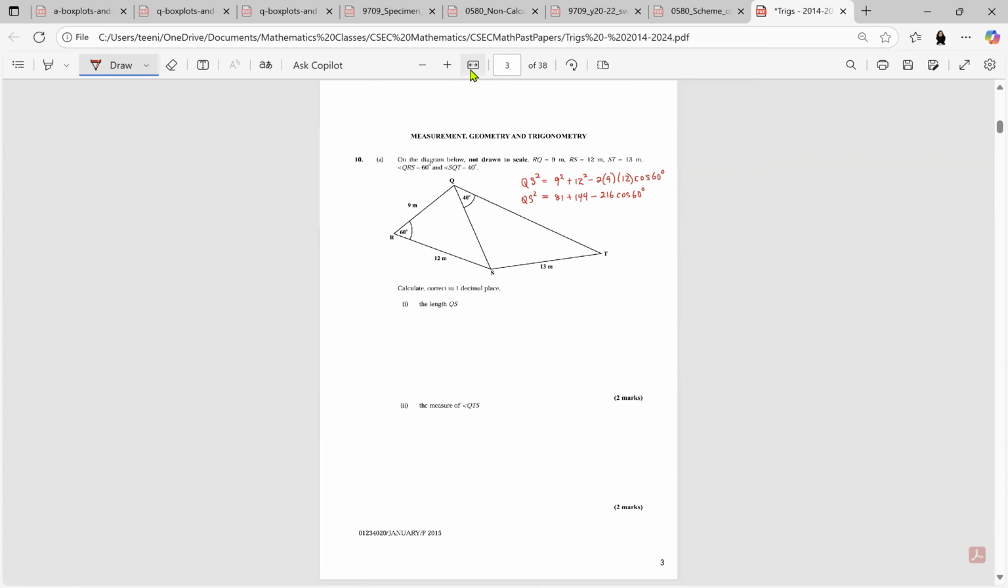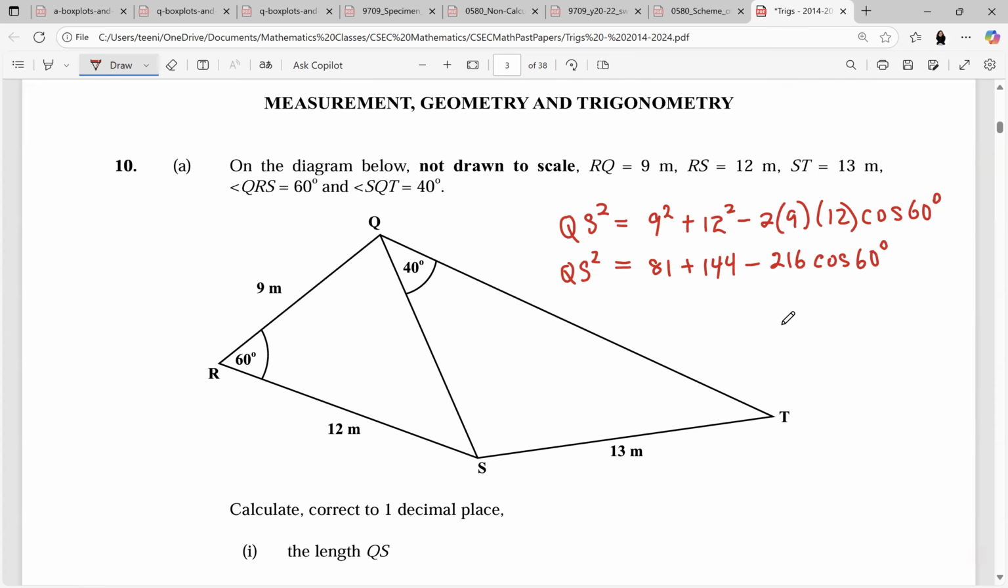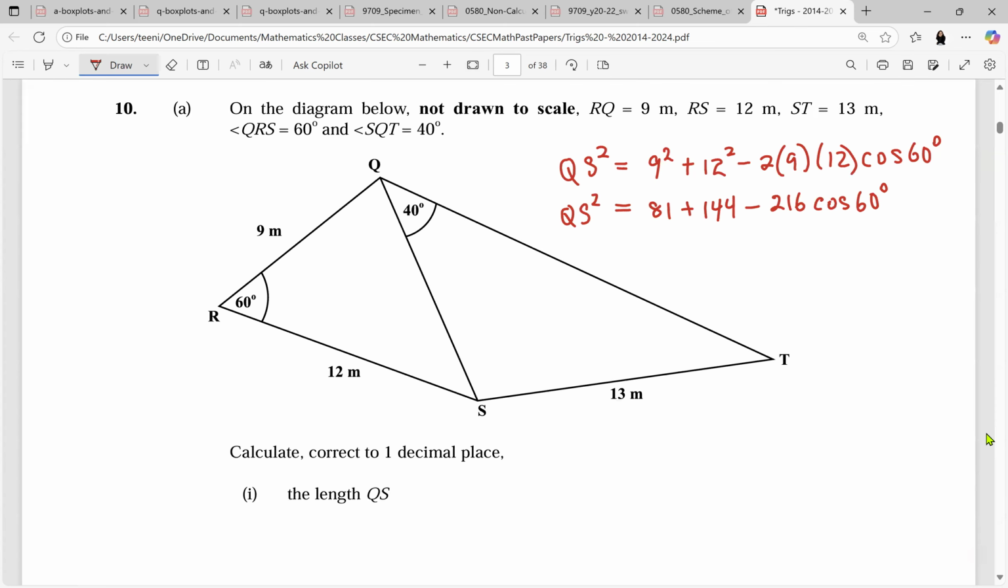All right, Tristan, let's go. Me and you again. Third line. The third line would be 225 minus 216, and that would be 9 cos 60.